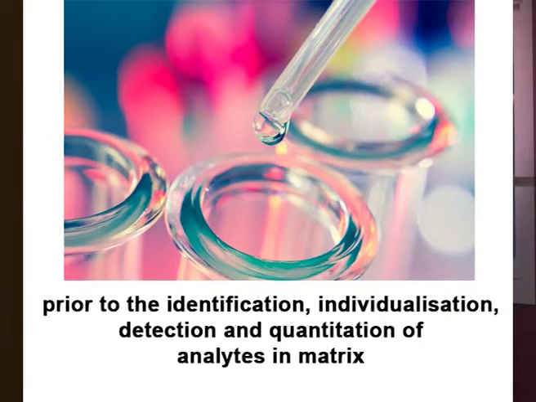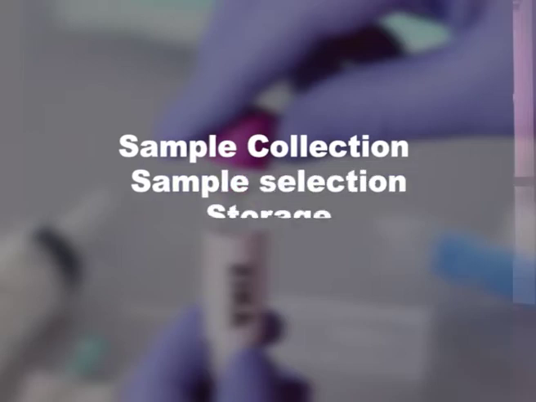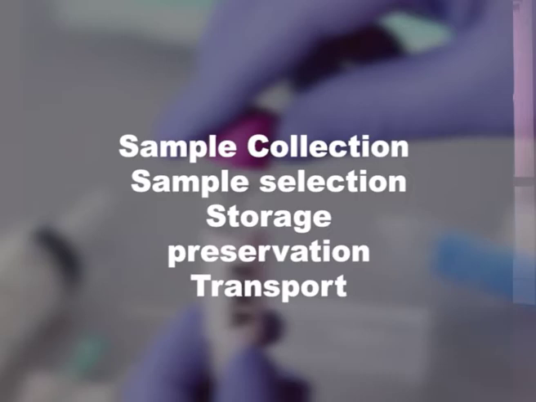suspect or perpetrator. So, first of all, we will try to understand the concept of sample handling. One thing you have to remember is that sample handling is a systematic, step-by-step procedure. You have to prioritize identification, individualization, detection and quantity of the analyte in the matrix, and obviously the matrix also. Sample handling includes sample collection, sample selection, storage, preservation and finally transportation. For the sake of simplicity, we use the term sample handling instead of the many other terms. All these steps collectively will be referred to as sample handling.